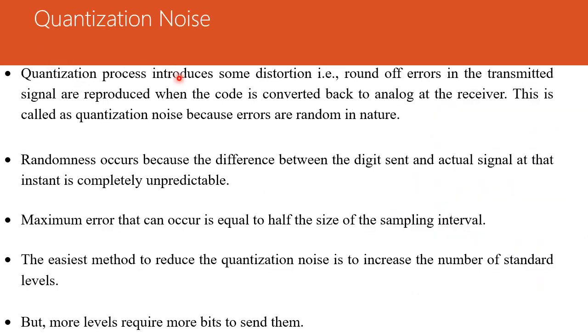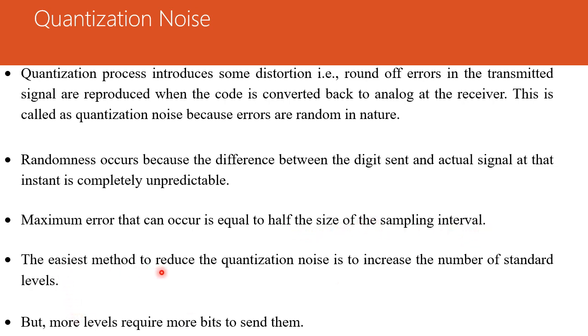The quantization process introduces some distortion, that is, round off errors in the transmitted signal are produced when the code is converted back to analog at the receiver. This is known as quantization noise because the errors are random in nature. The randomness occurs because the difference between the digit sent and the actual signal at that instant is completely unpredictable. The maximum error that can occur is equal to half the size of the quantization interval.